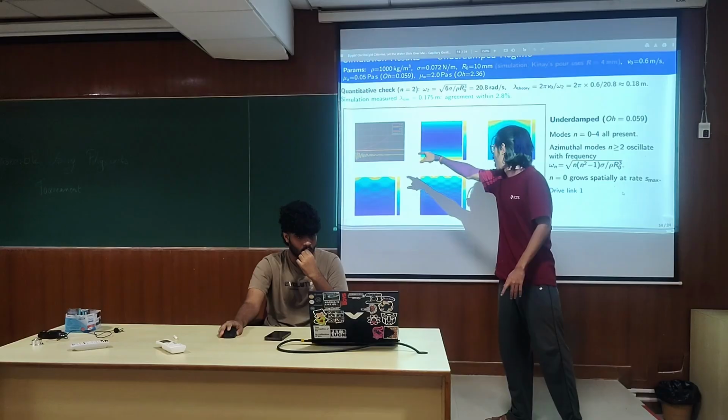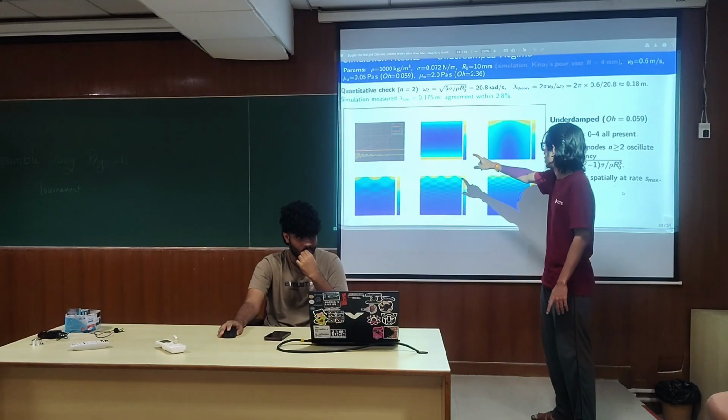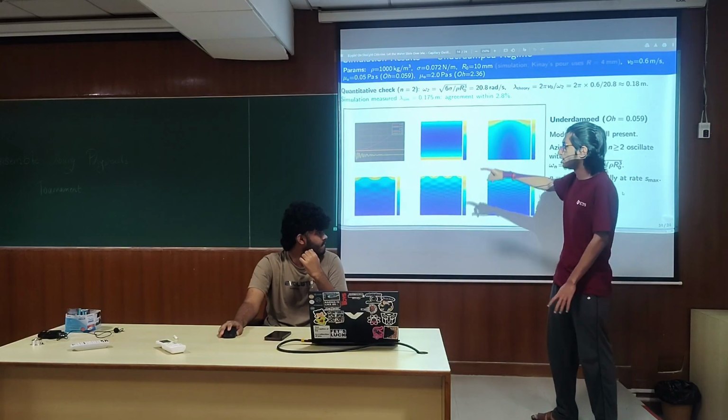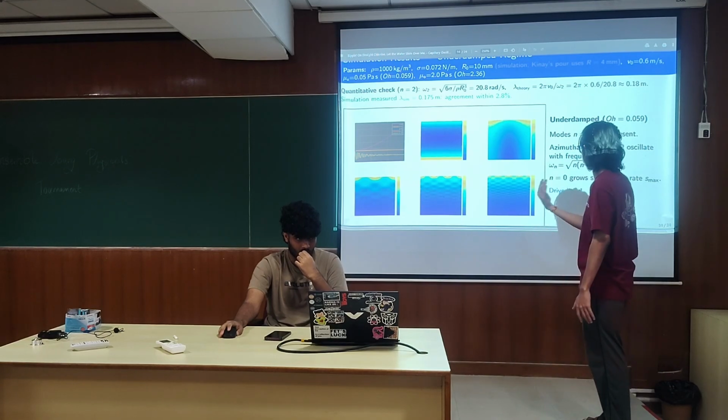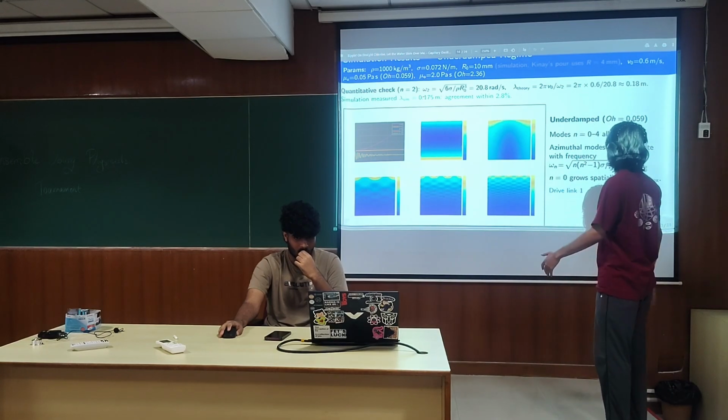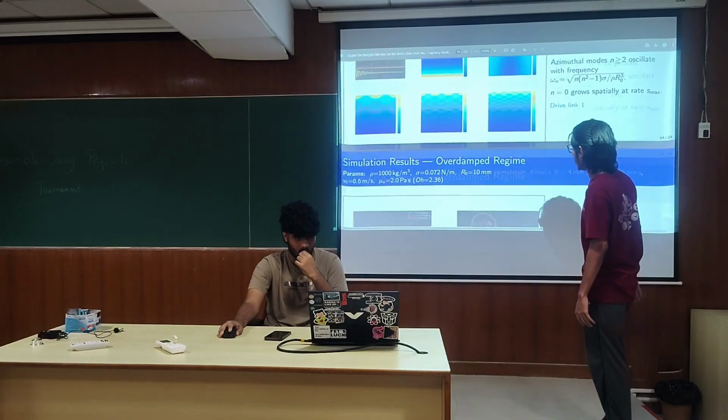And you can see the underdamped characteristic can also be seen here. For n equals 0, there is an exponential growth. There is a bulging, and as we have mentioned, it remains stable. That is the instability condition. The wave persists.